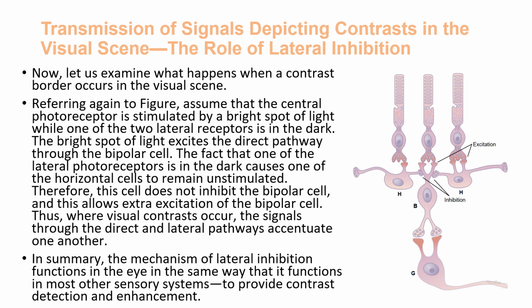The fact that one of the lateral photoreceptors is in the dark causes one of the horizontal cells to remain unstimulated. Therefore, this cell does not inhibit the bipolar cell, and this allows extra excitation of the bipolar cell. Thus, where visual contrasts occur, the signals through the direct and lateral pathways accentuate one another. In summary, the mechanism of lateral inhibition functions in the eye in the same way that it functions in most other sensory systems to provide contrast detection and enhancement.